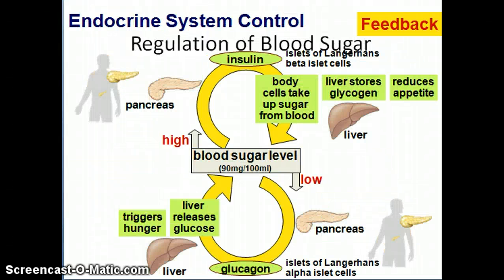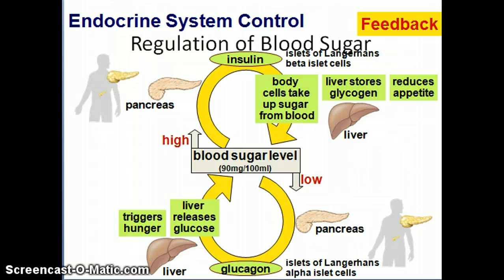We looked already at the regulation of blood sugar, so I'm not going to spend any time going through it, but you can pause this and take a look and see if you can talk your way through how negative feedback is going to keep the blood sugar level at around 90 milligrams per 100 milliliters. That is the set point for blood sugar levels in the bloodstream. And the two hormones, again, that are responsible for controlling both the increase or decrease of blood sugar levels are insulin and glucagon.